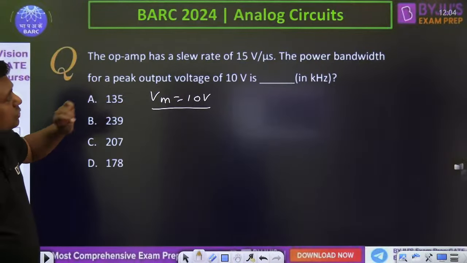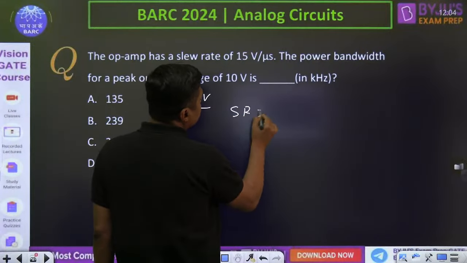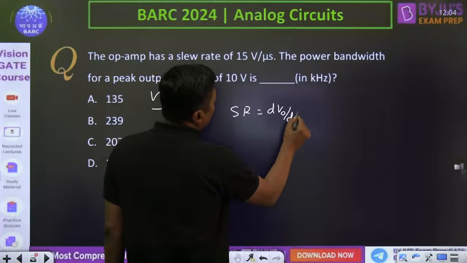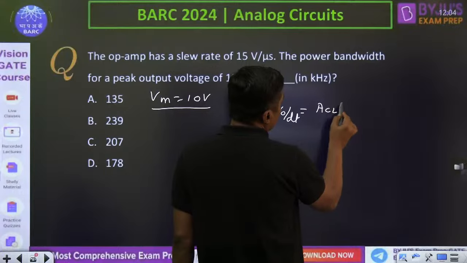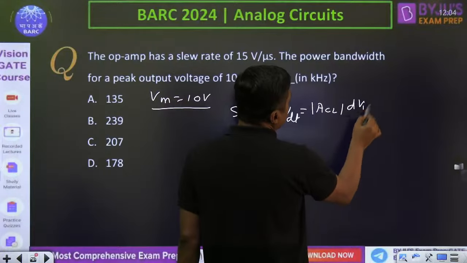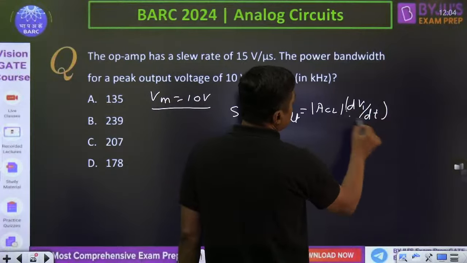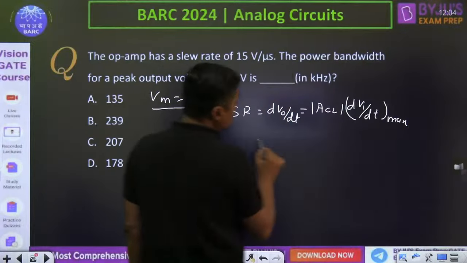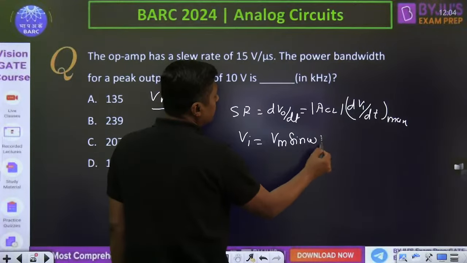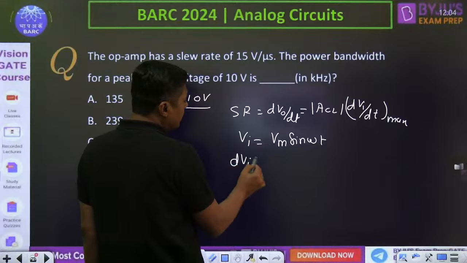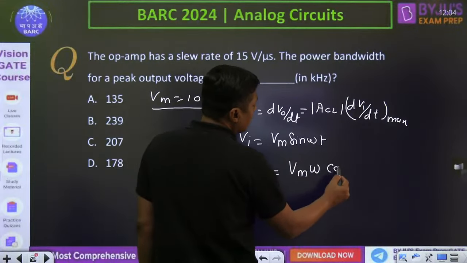तो op-amp has a slew rate. अब देखो, स्ल्यू रेट क्या है? Maximum rate of change of output voltage. Maximum rate of change of output voltage. फिर ये आता है ACL इंटू maximum rate of change of input voltage. राइट, maximum. और अगर आप देखें कि ये sinusoidal signal है Vm sin omega t, तो इसकी जो रेट हो जाती है वो है Vm omega cos omega t.